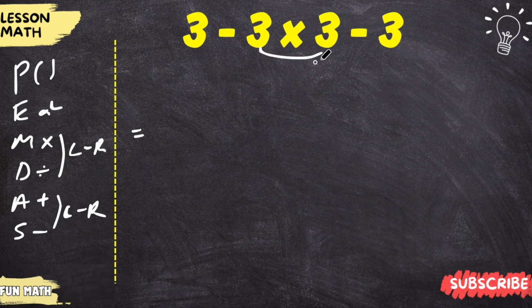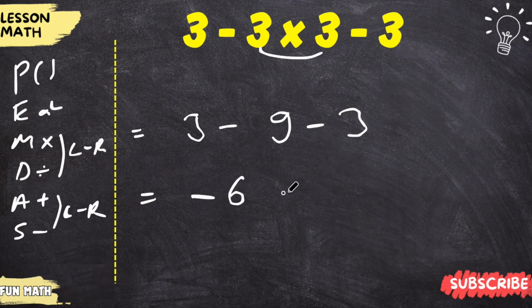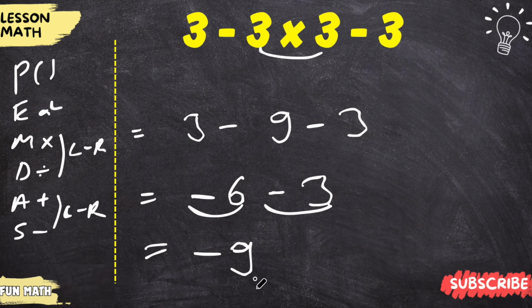First, we multiply. 3 times 3 equals 9. Now we subtract. 3 minus 9 equals negative 6. Finally, we subtract: negative 6 minus 3 equals negative 9. Congratulations if you solved it this way.